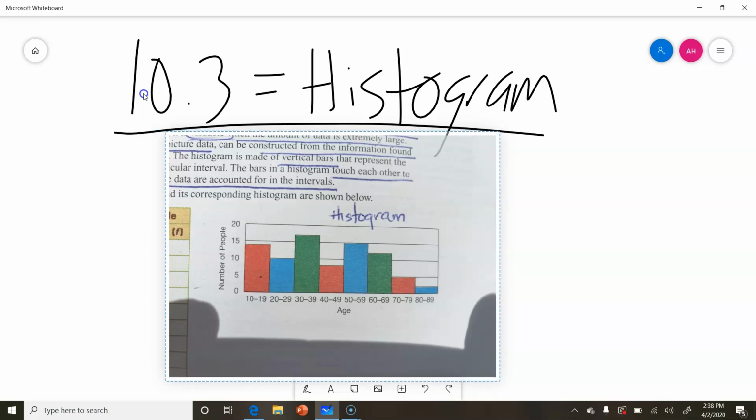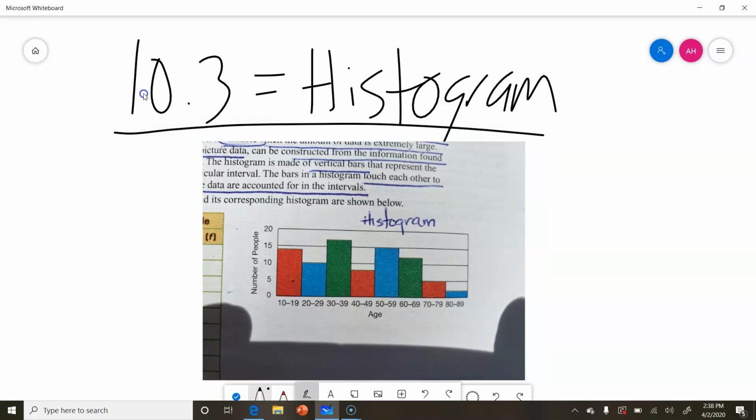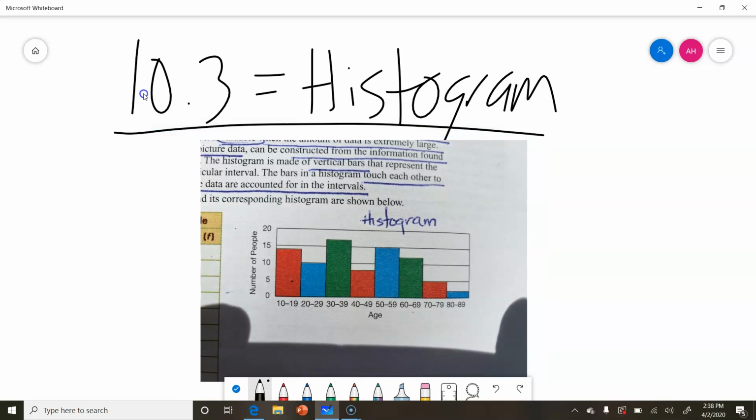Okay, so this is what a histogram looks like. This is in your book, on page 406. If you turn there, you can find it. On page 406, you can look at the same thing I'm looking at that says histogram right here, right?